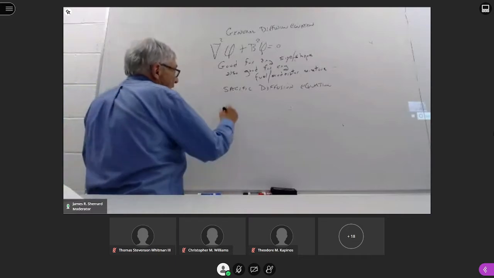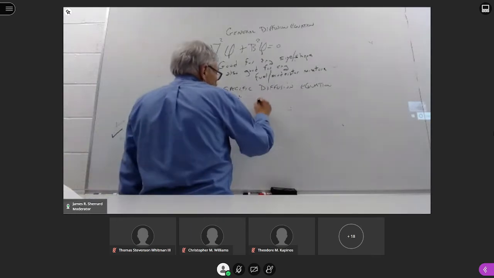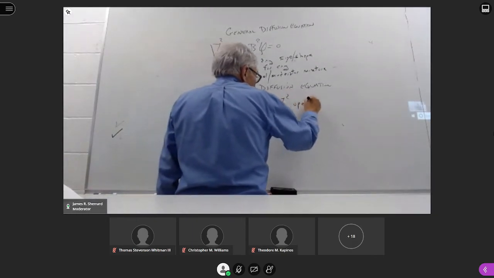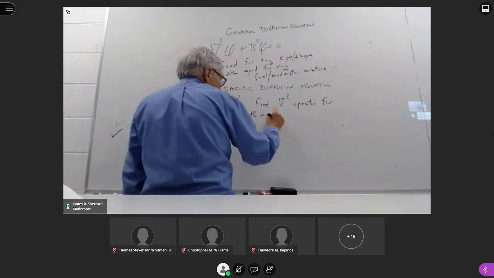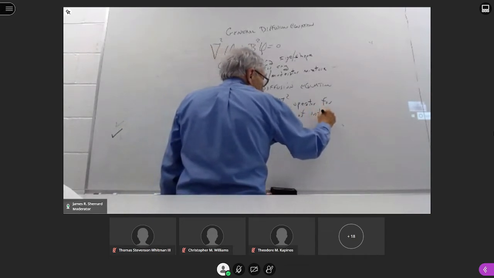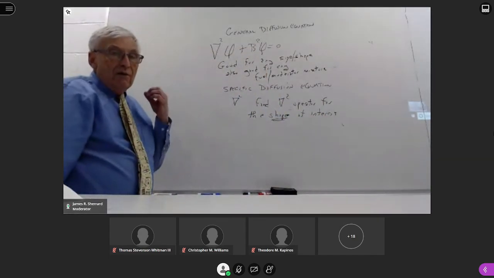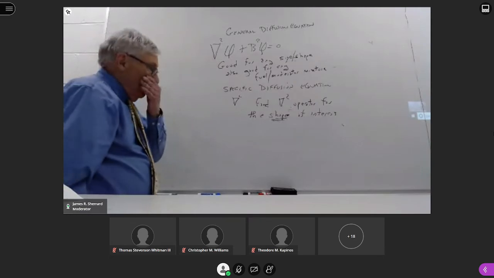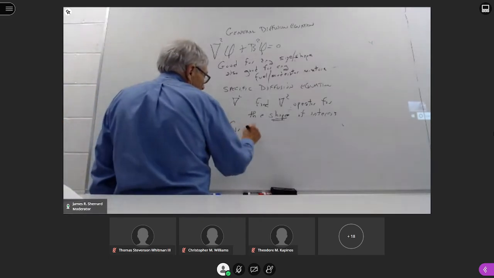So what we do is we have to find the del 2 mathematical operator for the shape of interest. So this del 2 operator will change for any shape you can think of. So the first one we started to look at the other day was for an infinite slab.